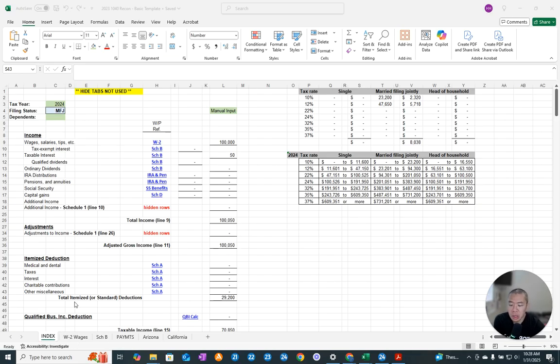So first, you'll get a W-2 from your employer, and this Excel template is going to be similar to what you would input in a tax software, and then it all funnels to the front page of the Form 1040, which is the personal tax return form.